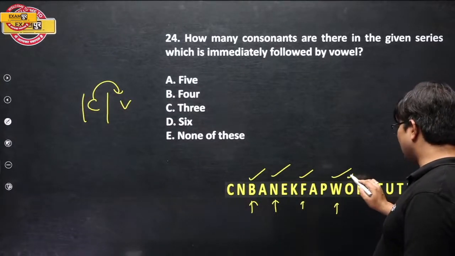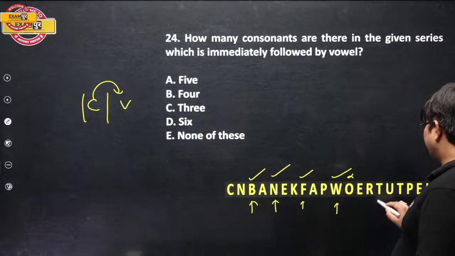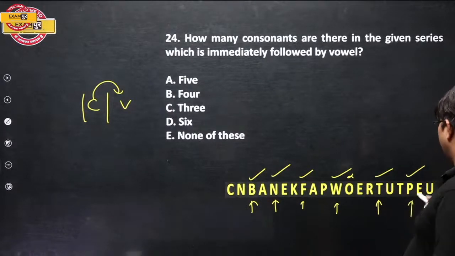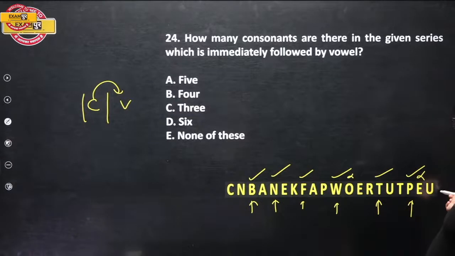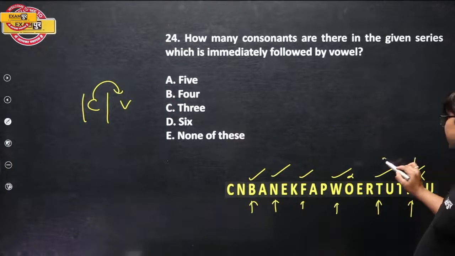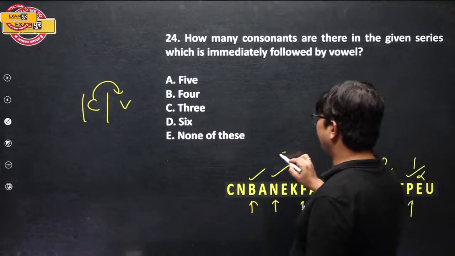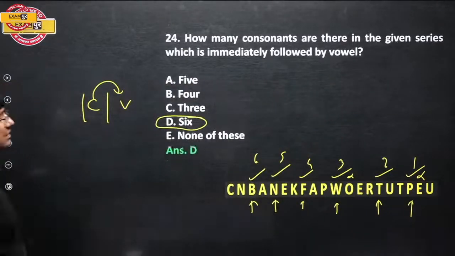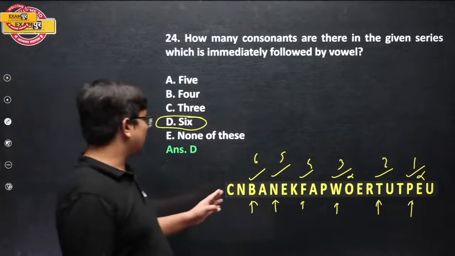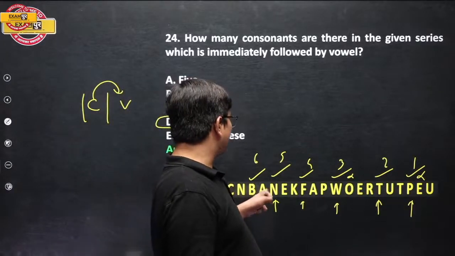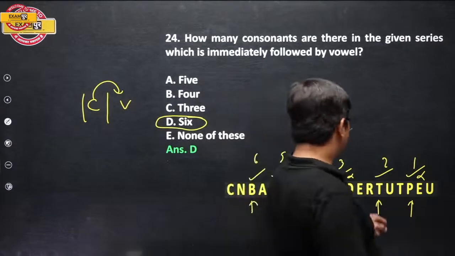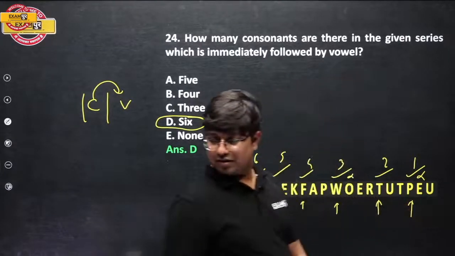And this is not a consonant that I will take, it is followed by a vowel. This consonant is immediately followed by a vowel. This consonant is immediately followed by a vowel. And this is not a consonant that I will count, since it is followed by a vowel. So 1, 2, 3, 4, 5, 6. There are 6 such instances where a consonant is followed by a vowel. Fine, getting it? Okay.